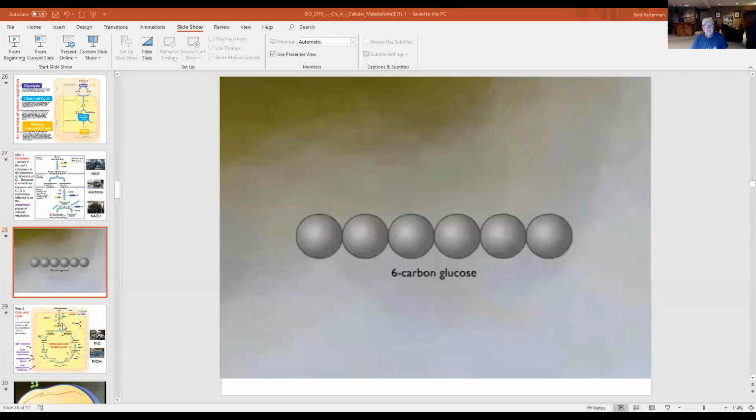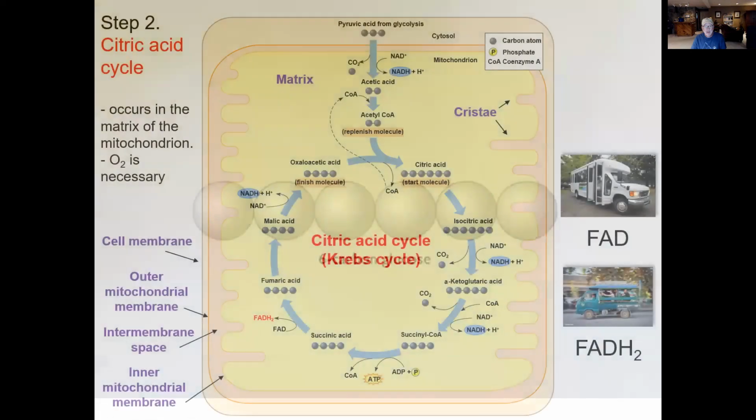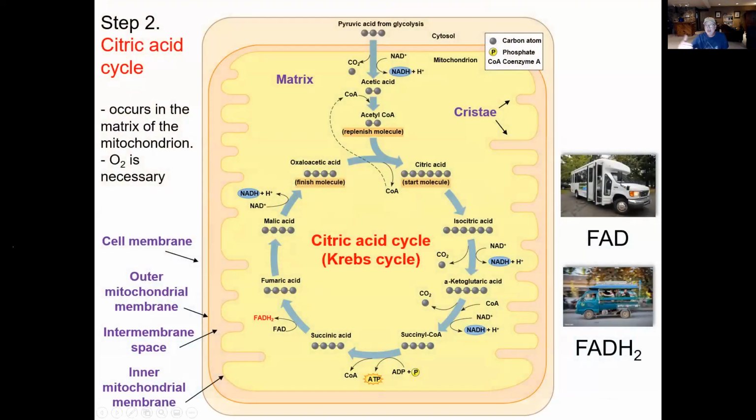Okay, so back to the PowerPoint. So we've got these 2 3-carbon pyruvic acid molecules, right, that the cell has generated. What are we going to do with those? What's the cell going to do with those? Well, it's going to convert those into some additional molecules.